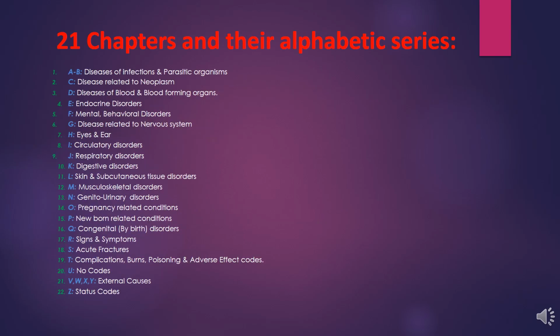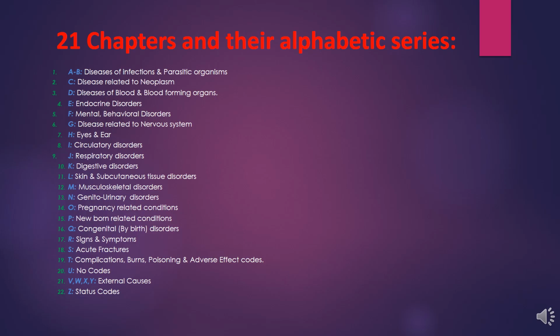There are 21 chapters and their alphabetic series. A, B: diseases of infectious and parasitic organisms. C: neoplasms. D: diseases of blood forming organs. E: endocrine disorders. F: mental and behavioral disorders. G: diseases of the nervous system. H: eyes and ear. I: circulatory disorders. J: respiratory disorders. K: digestive disorders. L: skin and subcutaneous tissue disorders. M: musculoskeletal disorders. N: genitourinary disorders. O: pregnancy related conditions. P: newborn related conditions.